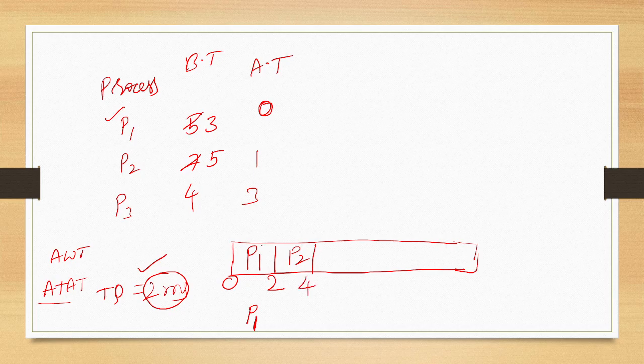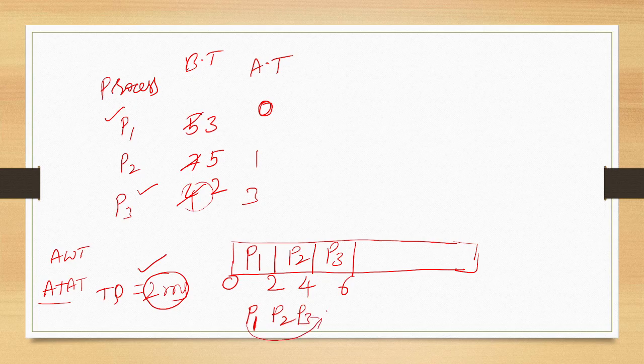Next, which process is waiting? P3. Here we have to check the arrival times also. At time 4, P3 came. P3 also gets 2 milliseconds. 4 + 2 is 6. Remaining time for P3 is 2. Next, P1, P2, P3 in this order again.